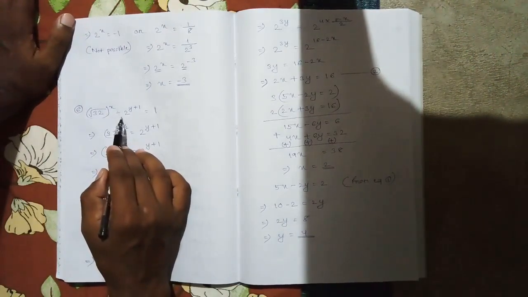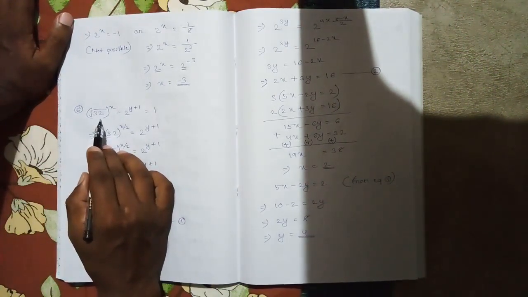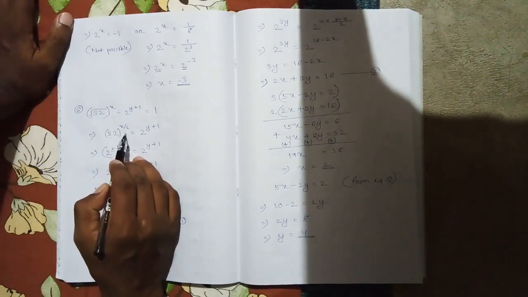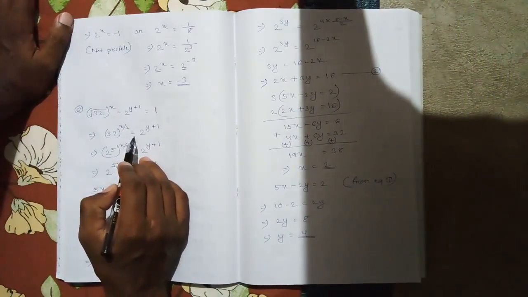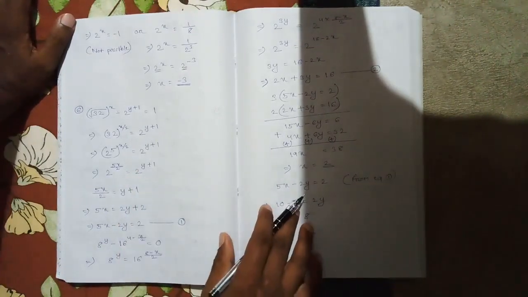Now here minus, so I will take it to the right, and root over of 32 can be written as 32 power 1 by 2. Then 32 power 1 by 2 whole power x can be written as 32 power x by 2 using power law. This is 32 power x by 2, which is equal to 2 power y plus 1 into 1. Okay, 2 power y plus 1 into 1, which is equal to 2 power y plus 1.